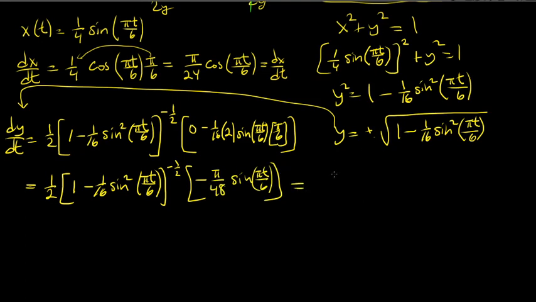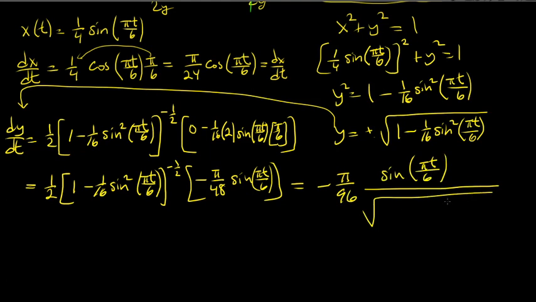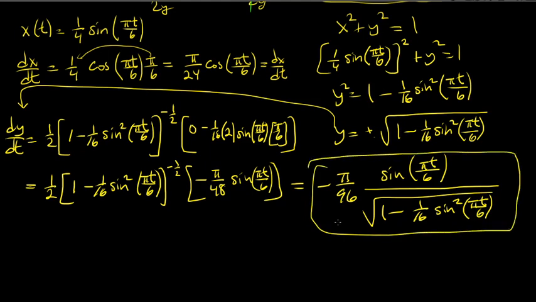So what are we going to get here? We're going to get negative pi over 96 times the sine of pi t over 6 divided by the square root of 1 minus 1 over 16 sine squared pi t over 6. You got all that?